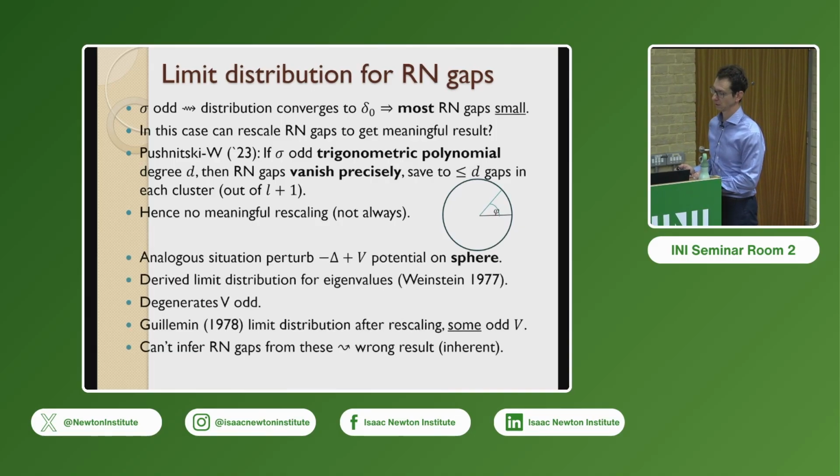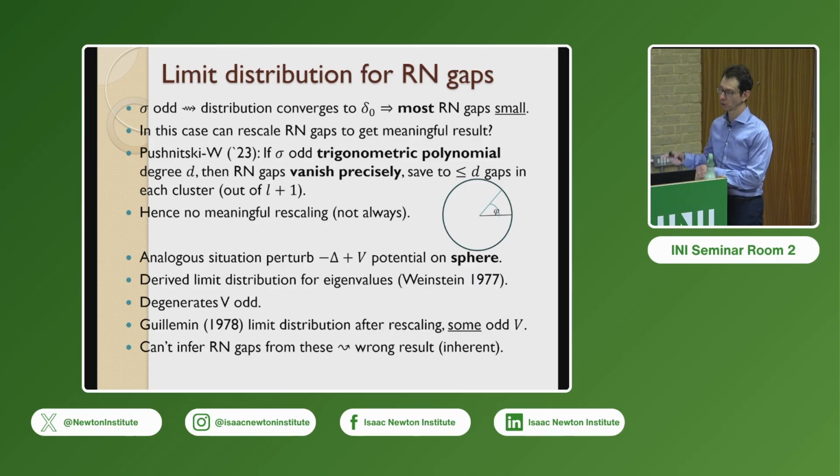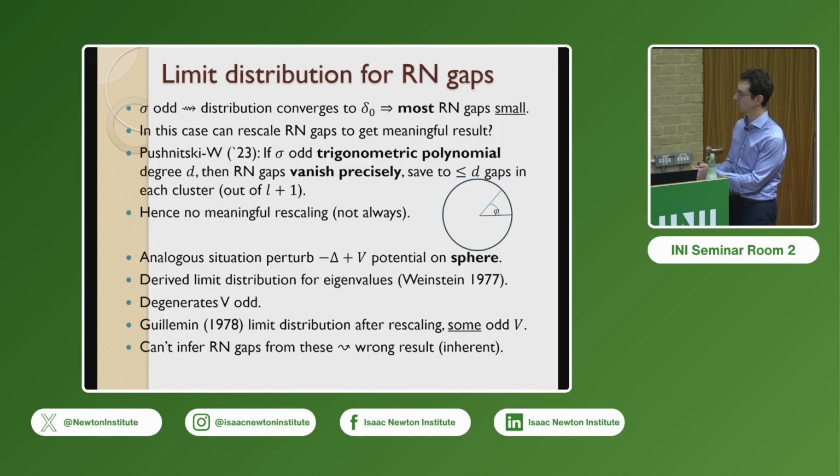And it turns out that an analogous situation occurs if instead of perturbing our system by adding a Robin boundary condition, we add a potential on the whole sphere. So a limit distribution for eigenvalues was derived. That's Weinstein in 1977. It degenerates if V is odd. That is, it converges to a delta at 0. And Guillemin found some distribution after scaling for some select odd potentials V.